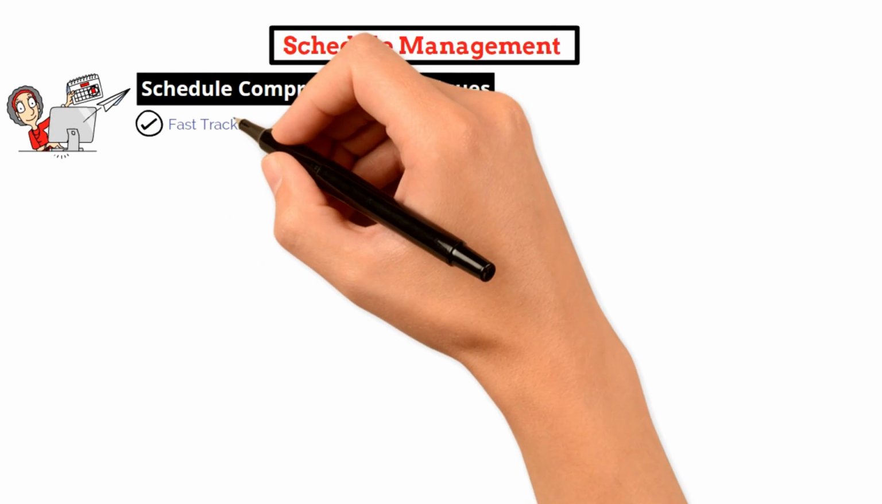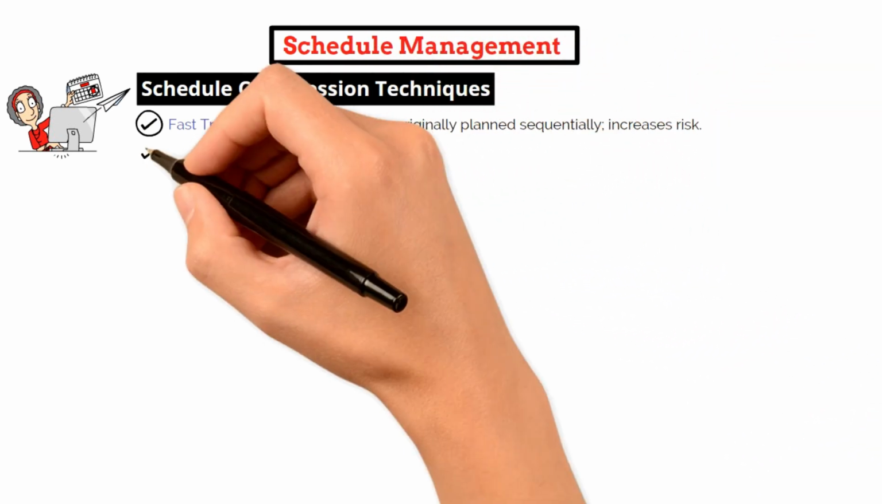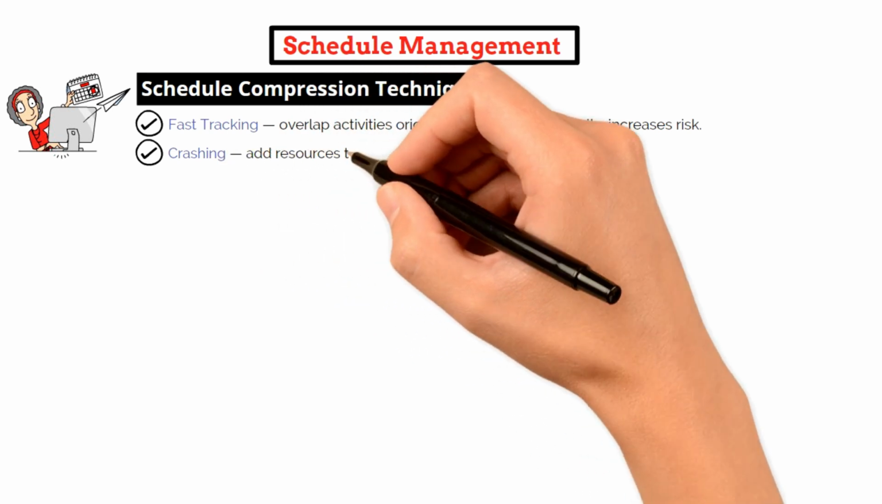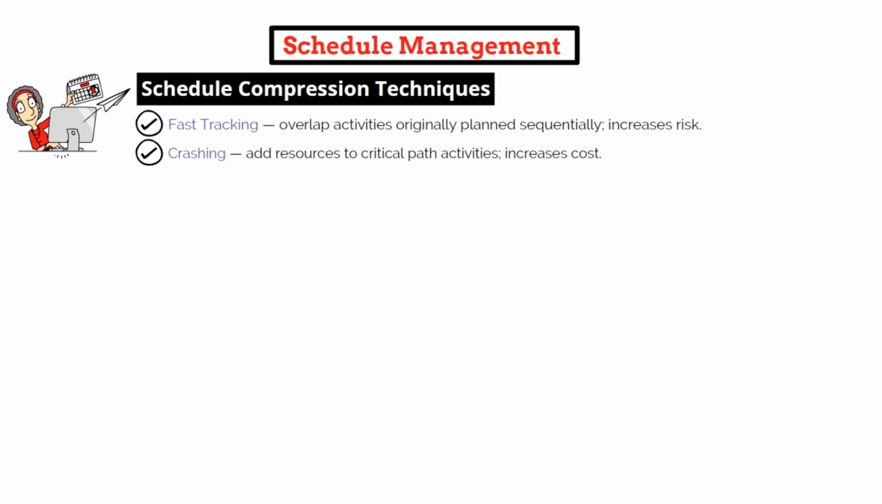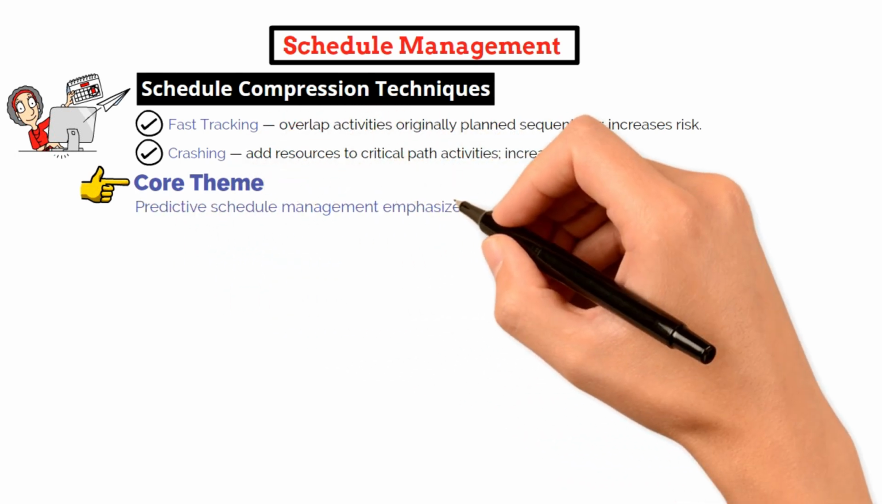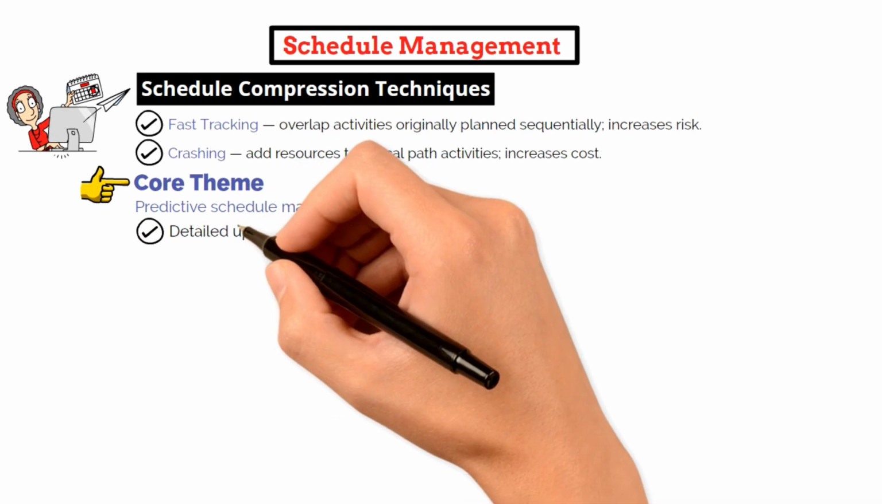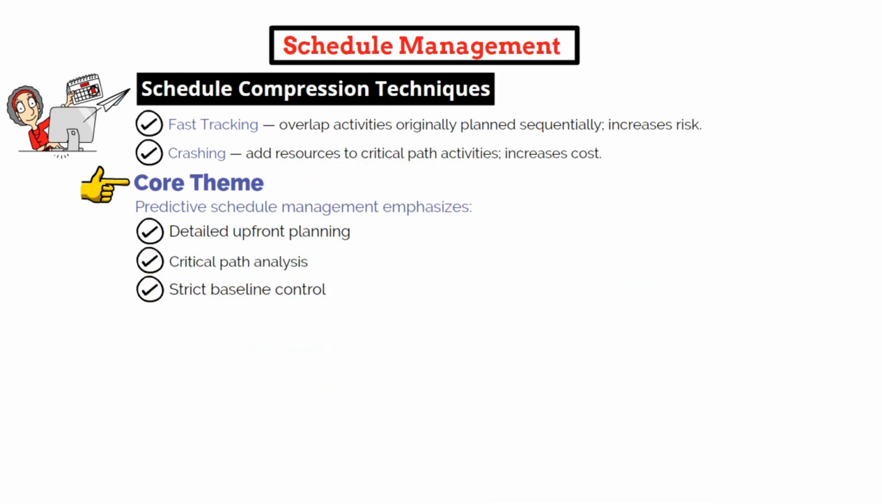Fast tracking performs activities in parallel that were originally planned to be sequential. Crashing adds resources to activities on the critical path to complete them more quickly, usually at a higher cost. Both methods shorten the schedule but increase project risk. So in predictive projects, schedule management is about detailed upfront planning, critical path analysis, and strict control against the baseline.